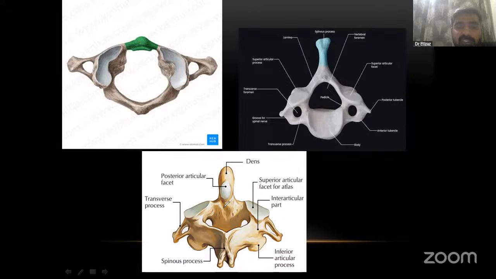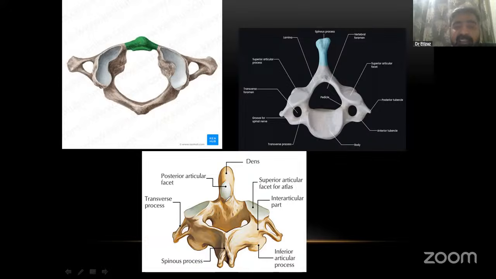So when we talk about the C2, it has two components. One is the odontoid process or dens, and the rest of the C2 vertebra. The dens has one important function: it gives attachment to the inner side of the C1, and second, it gives attachment to the transverse atlantal ligament.